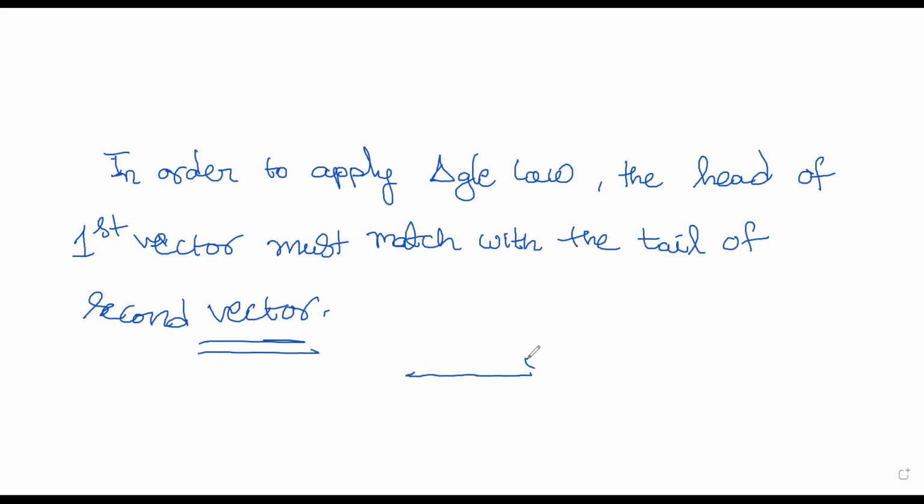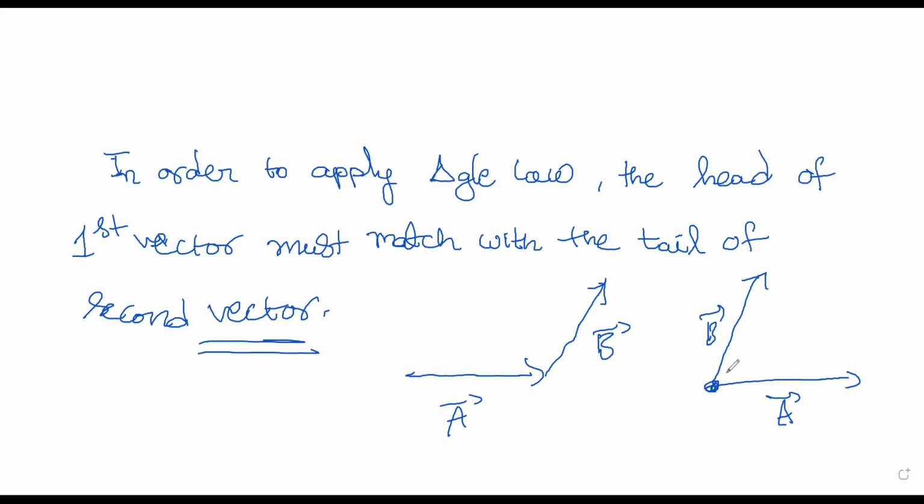I'll give you two examples. In example one, this is A bar and this is B bar. Example two is like this, this is A bar and this is B bar. Now we have learned two things: one is the angle, another is the triangle of addition. You can take the angle here when the tails are matching, but you cannot use the triangle law directly. In such situations, we use the parallelogram law. The triangle law is not valid here because the head is not matching with the tail of the vector in the second case.